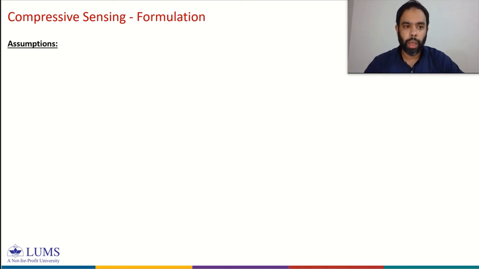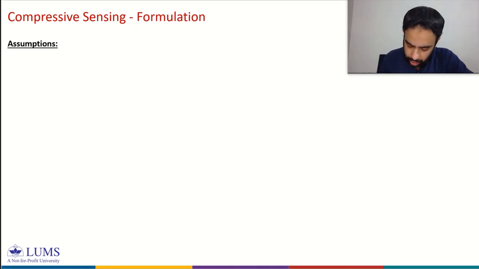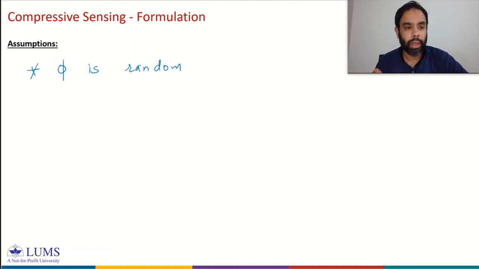The first assumption is that the sensing matrix phi is random, or it has some random-like sequences. It simply means that each row of the sensing matrix is linearly independent of the other, right? So the first assumption we have is that the sensing matrix phi is random. This is an assumption about the sensing matrix.